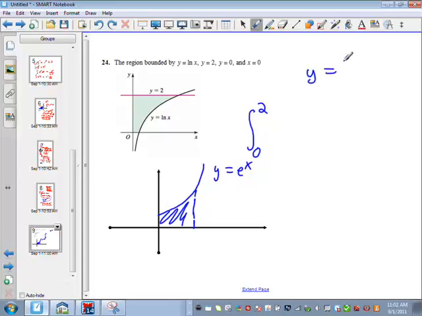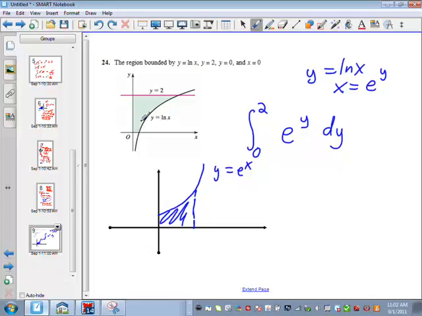So if y is equal to the natural log of x, tell me what x is by definition. For sure, it's e to the y. So all this is e to the y. Because all this would just be e to the x. It's just the integral from 0 to 2 of e to the x, right? So this is just turned on its side.